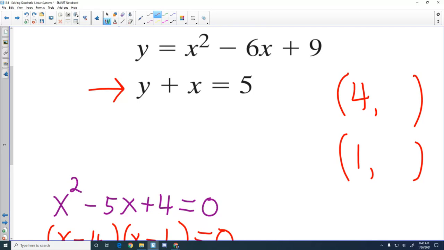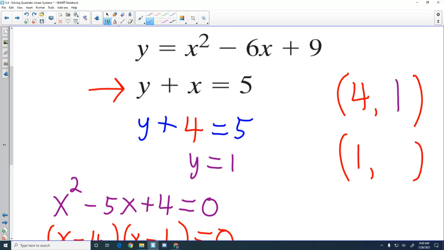So let's start by plugging in a 4. So we've got y plus, and then one of our x values that we found was a 4, equals 5. So y plus 4 equals 5. I'm going to solve this for y. We're looking for the y variable that corresponds to it. And well, if I just subtract 4 from both sides, we see that y equals 1. So that y value of 1 goes with the x value of 4, because when I plugged in a 4 for x, we got a 1 for y. So that's one of our two solutions. Then for the second one, we're going to do the same thing.